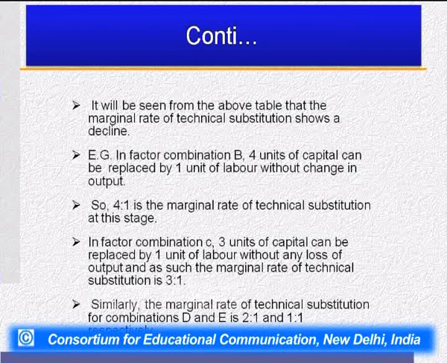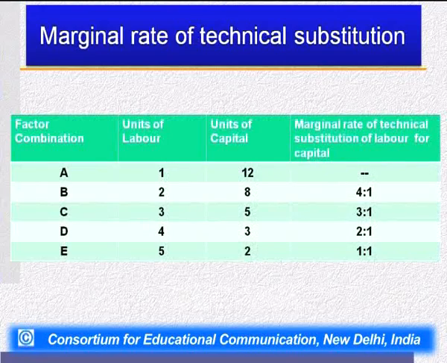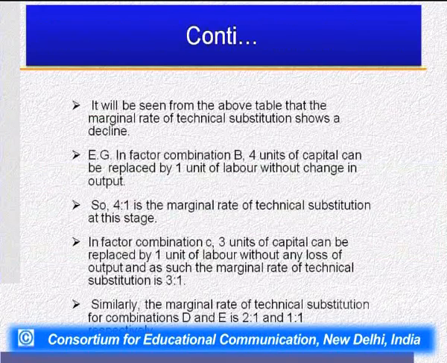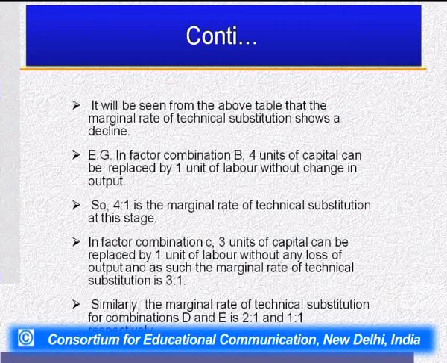In factor combination B, 4 units of capital can be replaced by 1 unit of labor without change in output, which clearly emerges in the previous table. So 4:1 is the marginal rate of technical substitution at this stage. In factor combination C, 3 units of capital can be replaced by 1 unit of labor without any loss of output, and as such the marginal rate of technical substitution is 3:1, and similarly the marginal rate of technical substitution for combinations D and E is 2:1 and 1:1 respectively.